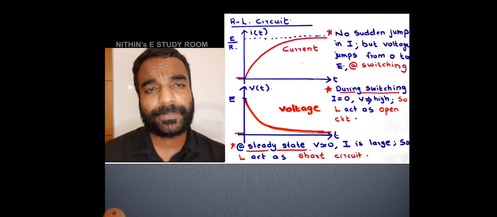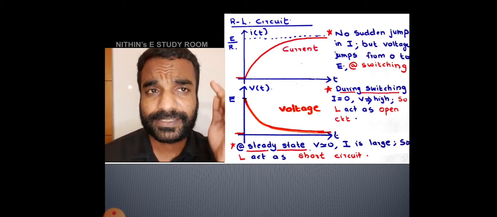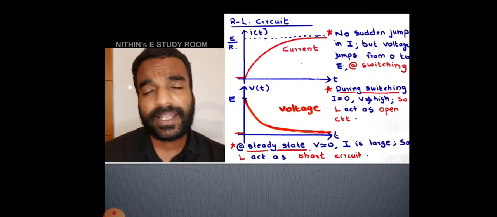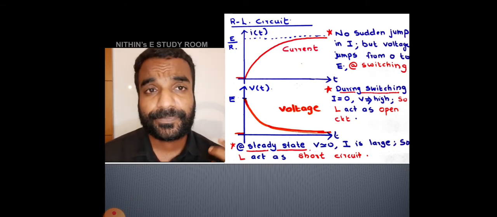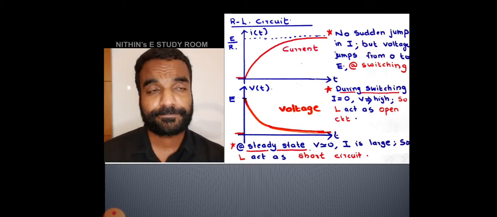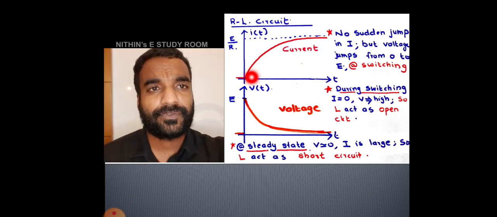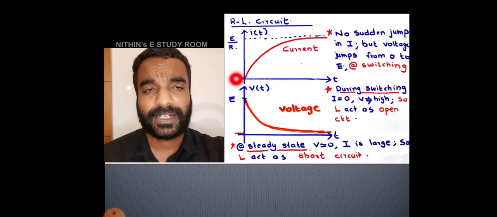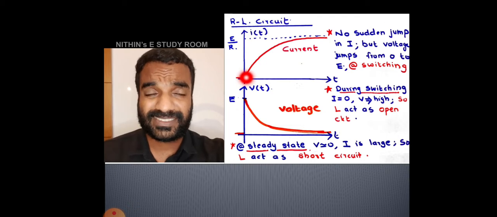So RL circuit means generally the main thing that should come to our brain is the presence of an inductor. An inductor will not oppose sudden change in current, whether it is AC or DC. So we can see the current waveform, and for drawing this waveform we have to derive the current equation. Those things are there in video lecture number 16. You can refer.